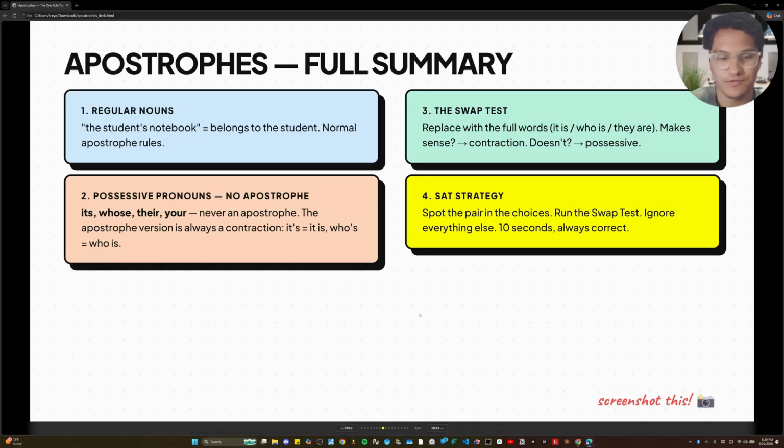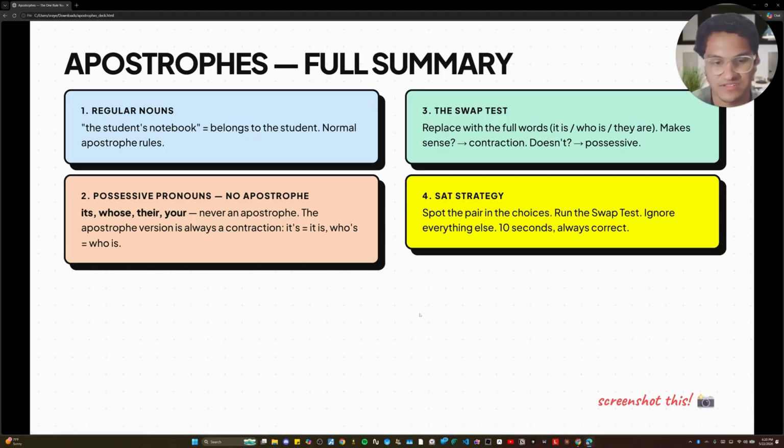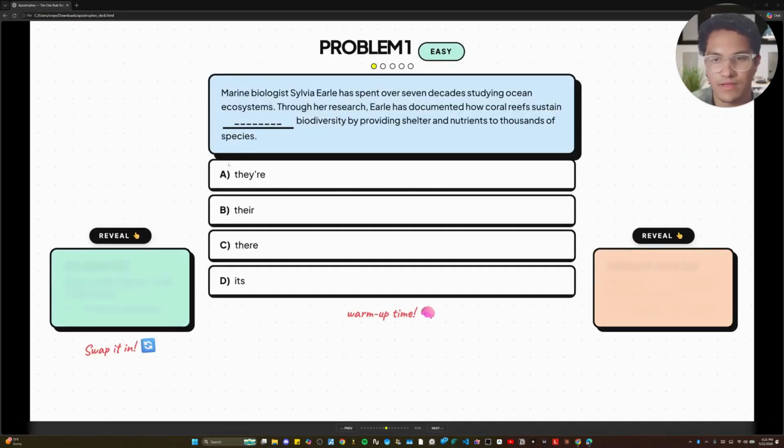And the SAT strategy is to quickly spot the pair in the choices and run the swap test as fast as possible. Let's take a quick look at this problem. Marine biologist Sylvia Earle has spent over 7 decades studying ocean ecosystems.